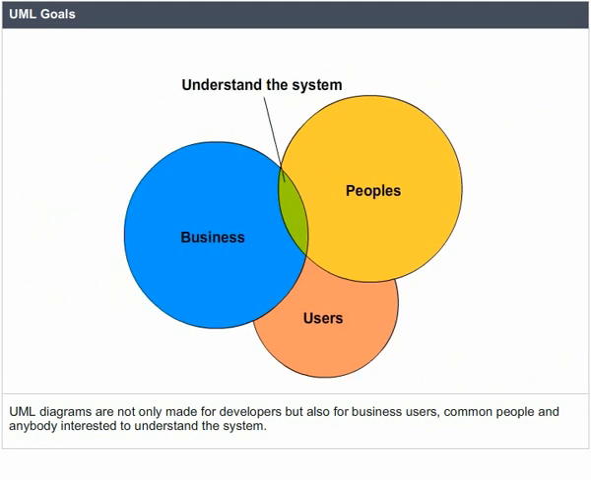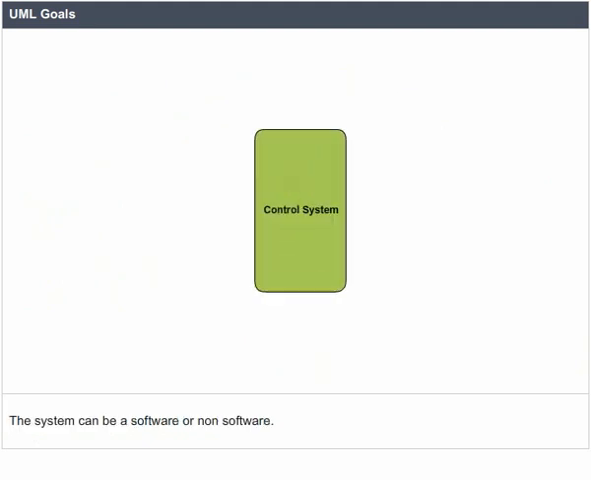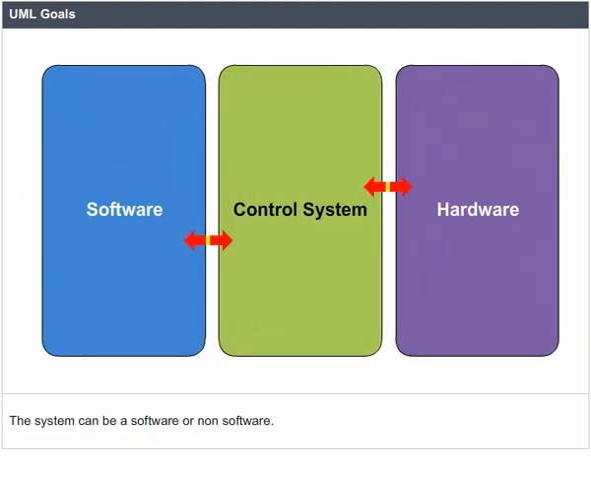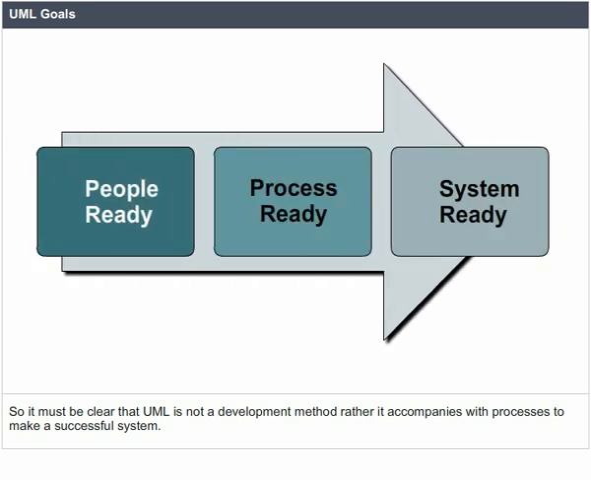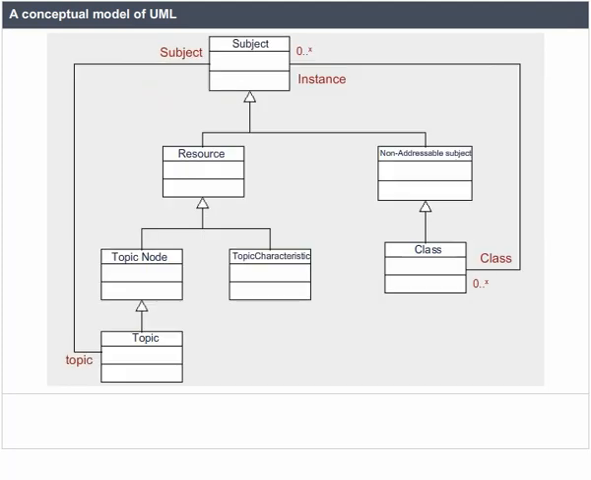UML diagrams are not only made for developers but also for business users, common people, and anybody interested to understand the system. The system can be a software or non-software. So it must be clear that UML is not a development method, rather it accompanies processes to make a successful system. A conceptual model of UML.